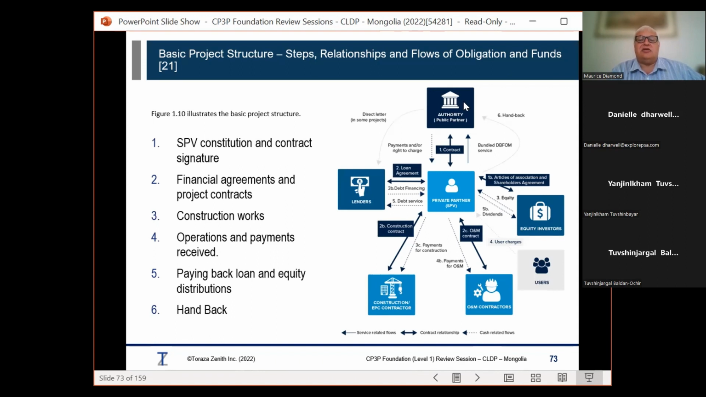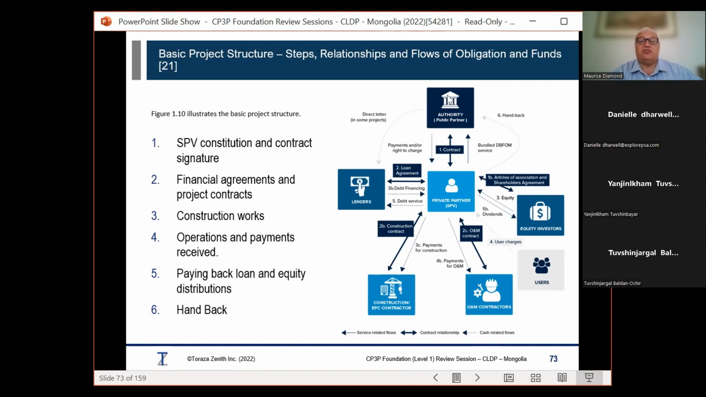So the consortium, which will be these people here, the construction company and the O&M company, they will put a bid in to the authority. The authority will evaluate the bid, and eventually they'll evaluate all the bids, and they will get a shortlisted group. That shortlisted group will then be reviewed, they will be evaluated, and one of them will be awarded the contract.